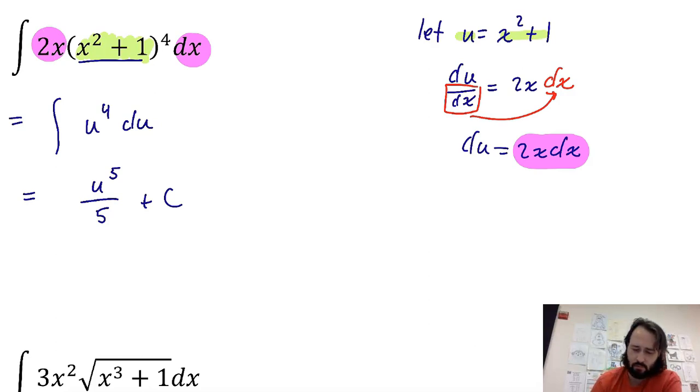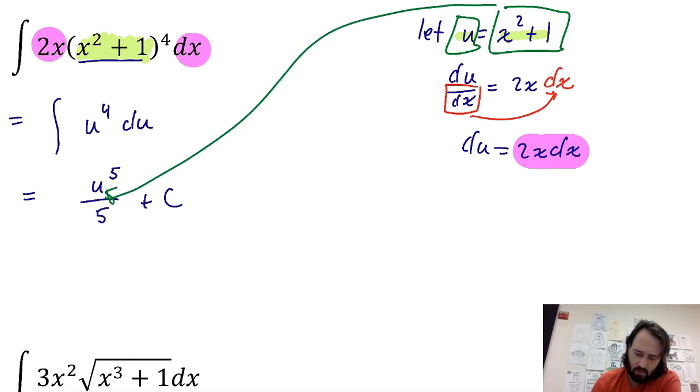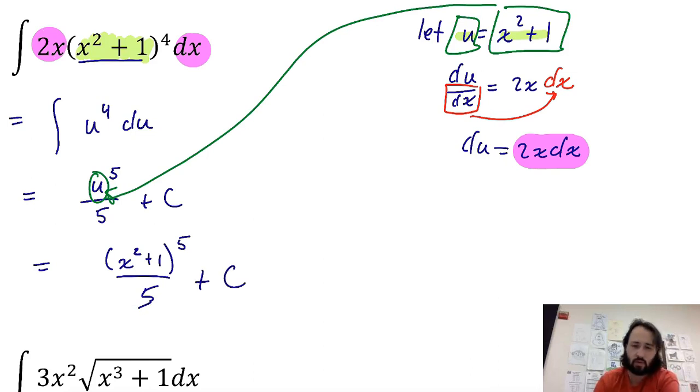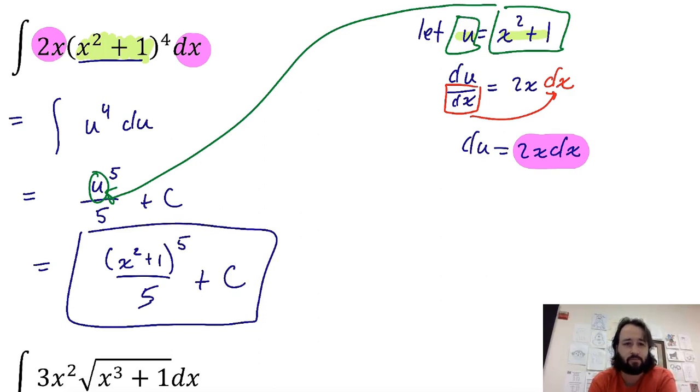That one's pretty easy. And then what we can do is, since u was x squared plus 1, take that u, substitute it back in, and all this is x squared plus 1 to the fifth over 5 plus c. So much easier than multiplying all of that stuff out.